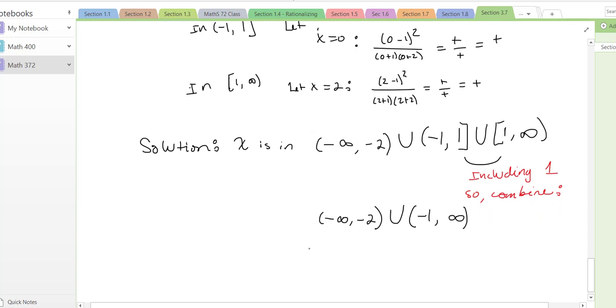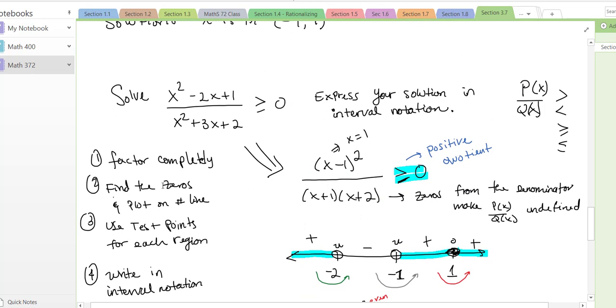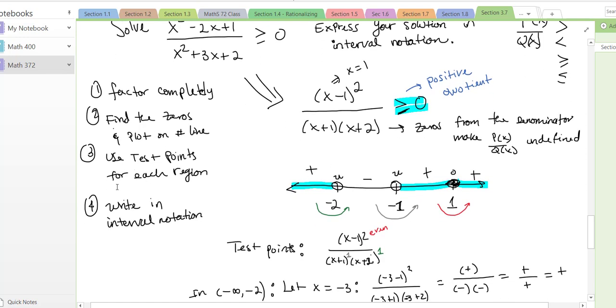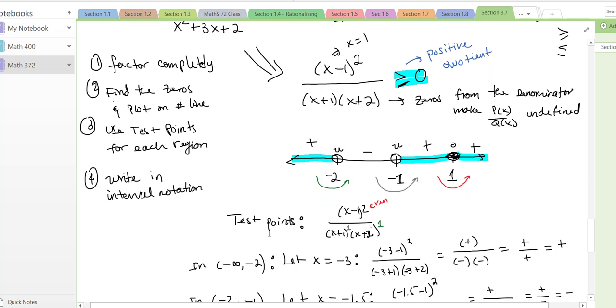Anytime solving rational or polynomial inequalities, factor completely, find the zeros of the numerator and the denominator and plot them on a number line. Anything that comes from the denominator will not be included, regardless of whether that is equals or not, because anything that comes from the denominator makes the actual rational expression undefined. And then use test points for each region, or you can use the power trick that I just described to you, and then write in interval notation.